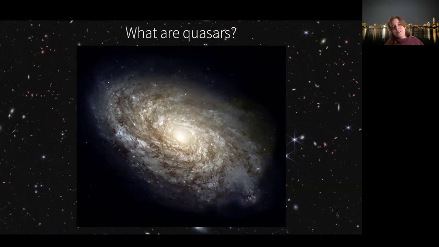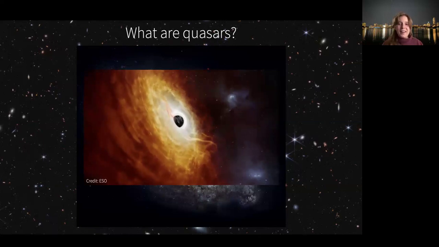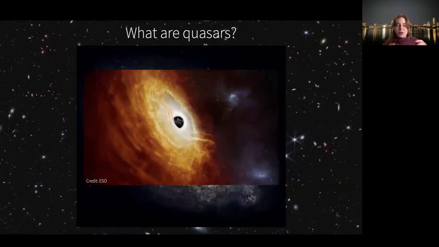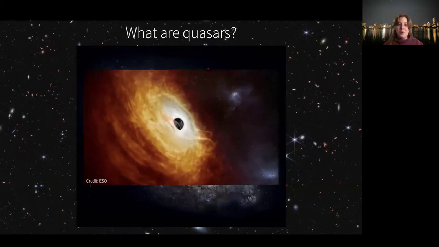And when we talk about quasars, we usually talk about what happens right in the middle of a galaxy. This is an artist's depiction of what might be happening if you zoom in by quite a lot. What you can see if you zoom in at the center of a generic galaxy is a supermassive black hole.